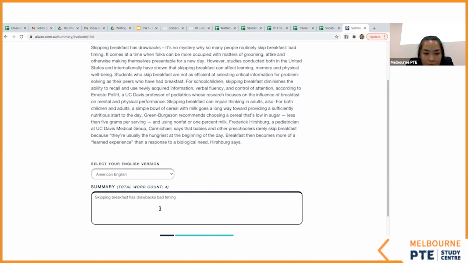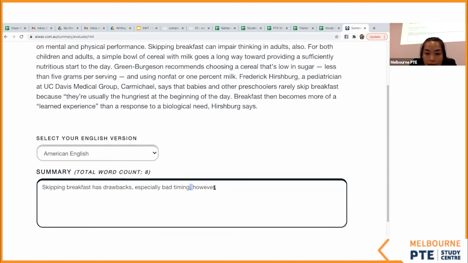It's, say, bad timing, right? So how can I connect it? Especially bad timing. Okay. Comma. Moreover. Actually, however. You see the however here? I can just use the same. However, you see between it, I put the comma here and then after that.